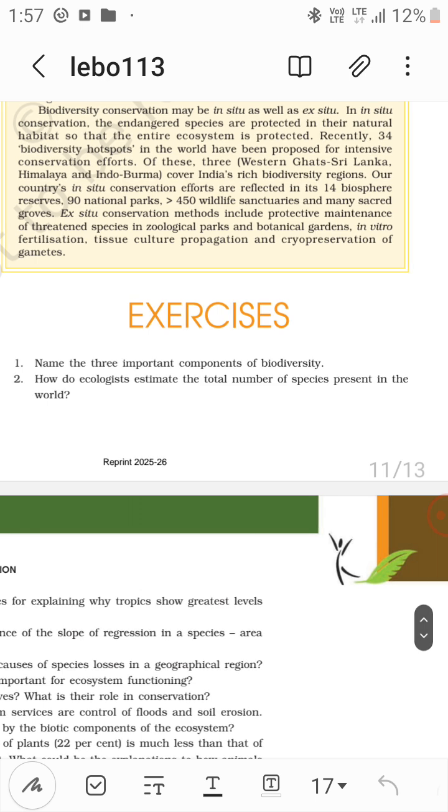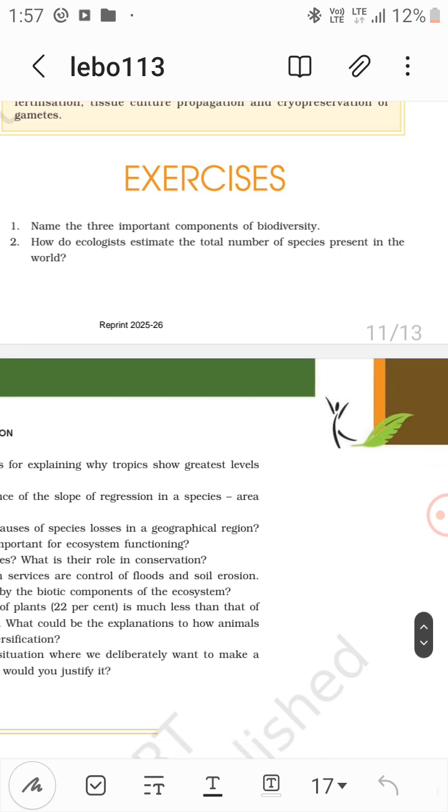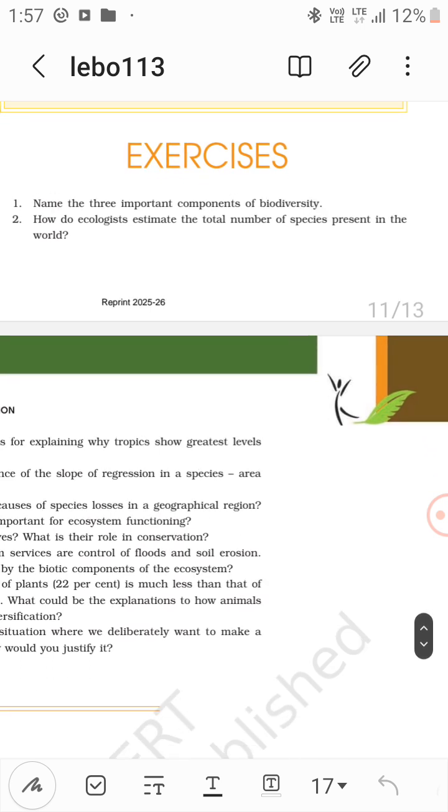Now the exercises. Name the three important components of biodiversity. So the three important components of biodiversity are genetic, species, and ecological diversity, and all these are components of biodiversity.